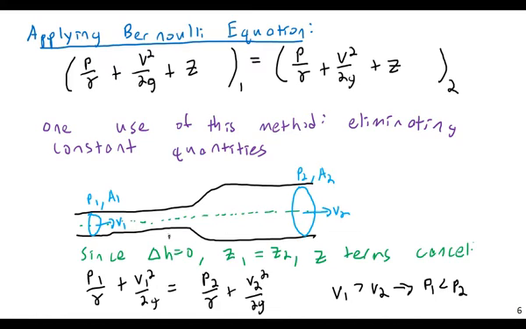So since there's no change in height, let's look at this from an energy point of view. There is no change in height here. This pipe is level the entire way. The center line of the pipe is a perfectly flat line.